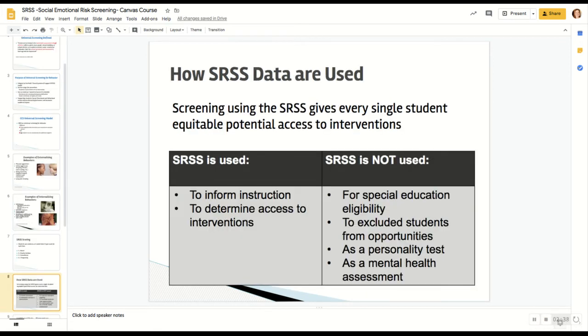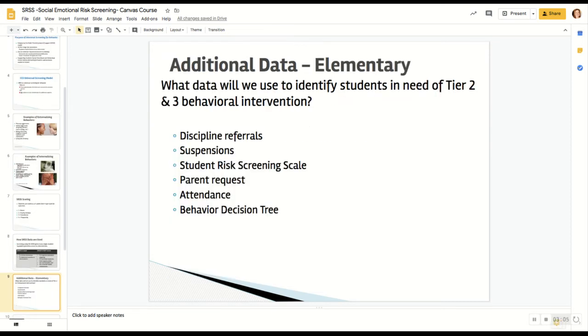So once we look at those indicators and they are scored, it's important to note that this data is used to inform instruction and to help us determine access to interventions. It's not designed for special education eligibility or to exclude students from opportunities. It's not a personality test or a mental health assessment.